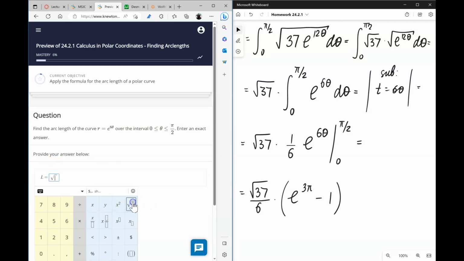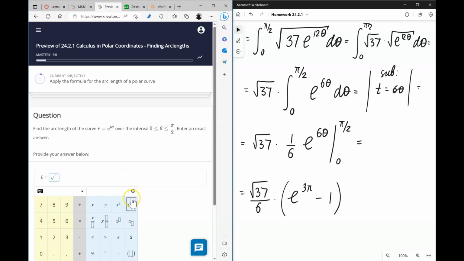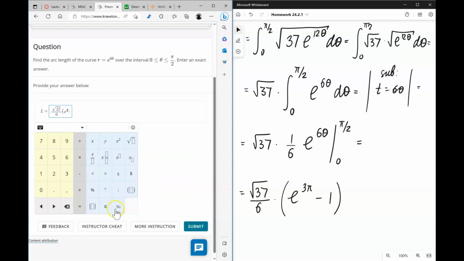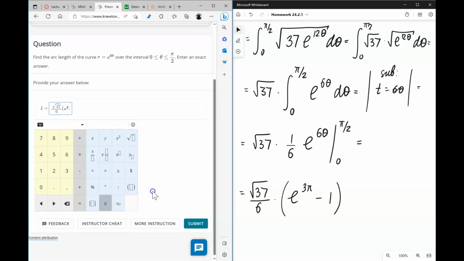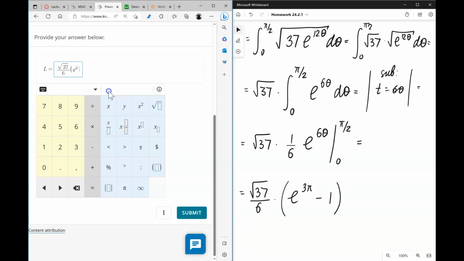So we have the square root of 37. I'm trying to figure out what I need to enter here as a shortcut, but anyway, square root of 37 over 6 times e to the power 3 pi minus 1.